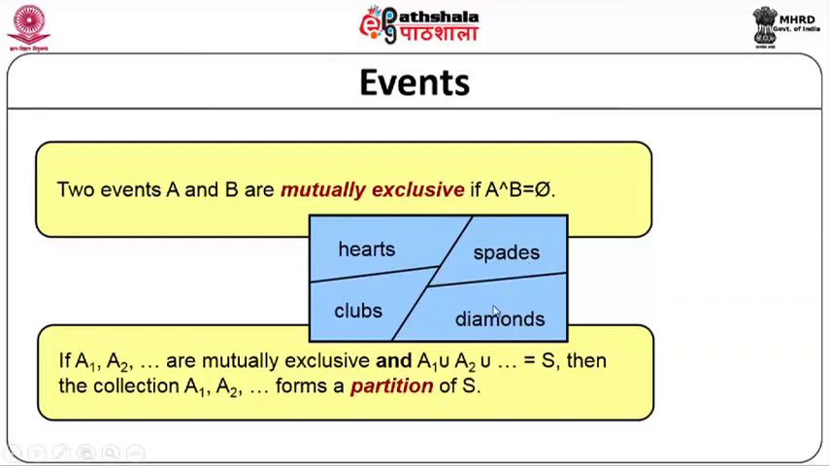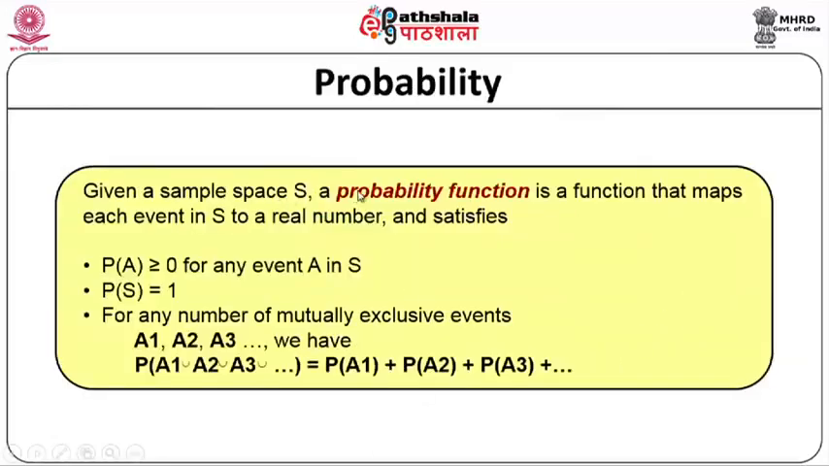So, these partitions actually are part of your original sample space. Now let us define how this sample space may be used for defining probability. Given a sample space S, a probability function may be defined which maps each event of S to a real number, and this number must satisfy the following: probability of A must be greater than or equal to 0 for any event A which is part of the sample space S.